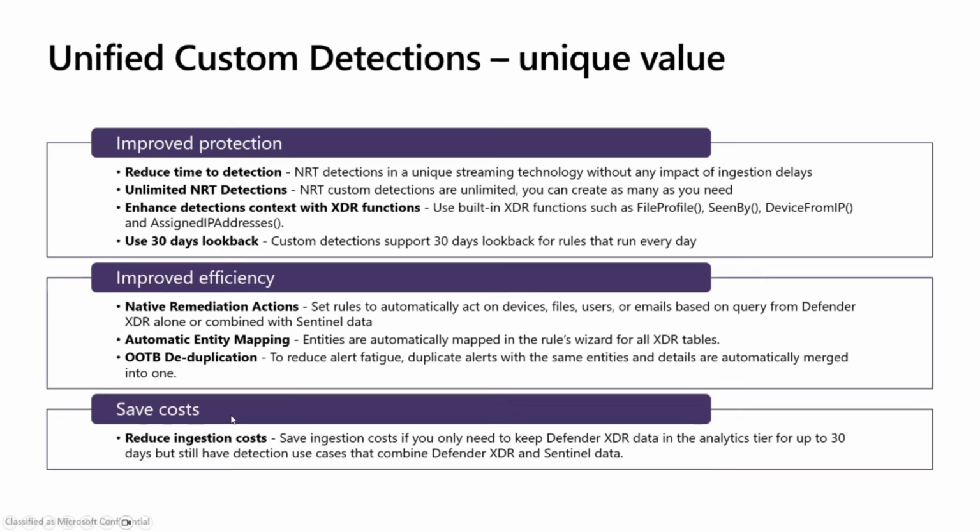Okay, and the last but not least bullet here or section is about saving costs. So how does unified custom detection help you save costs? With analytics rules and before the unification of SIEM and XDR, you had to ingest your XDR data into Sentinel if you wanted to create detections that are based on a combination of XDR and your third-party data. Now you don't need this anymore. All the data is available from advanced hunting. You can create custom detections on XDR data, Sentinel data, and a combination of both of them without the need to stream your XDR data into Sentinel.